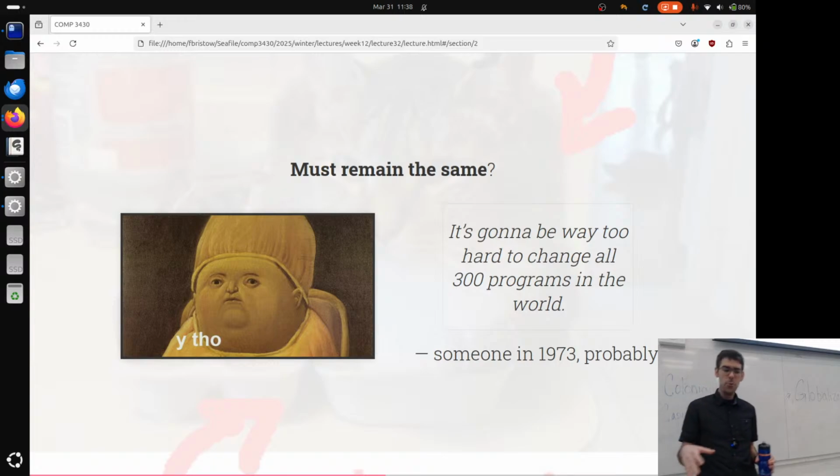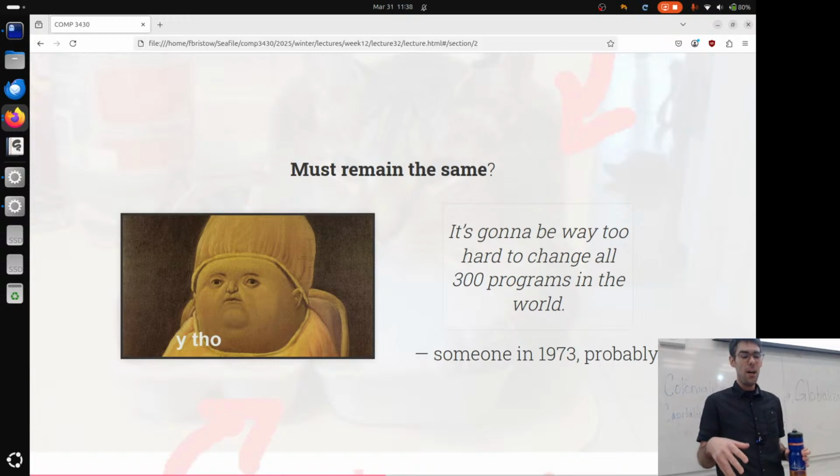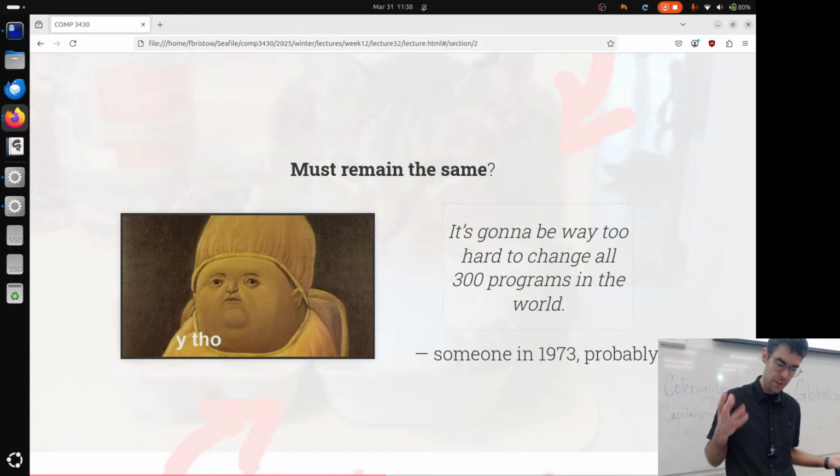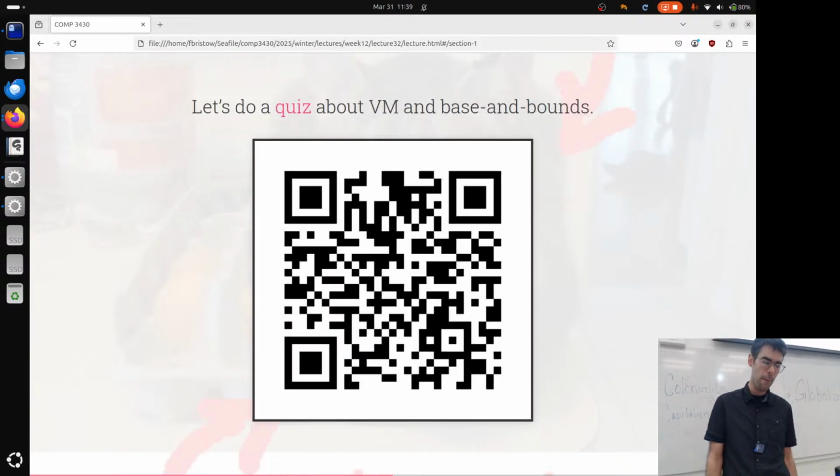So all the virtual memory stuff that we're doing, all the way up to right now, literally running on my laptop here and literally running on all of your laptops, it fits into this virtual address space, even if it doesn't actually look like that in physical memory. And it doesn't look anything like that in physical memory. But someone somewhere in 1973 probably said, it's just going to be too hard to change all these things.